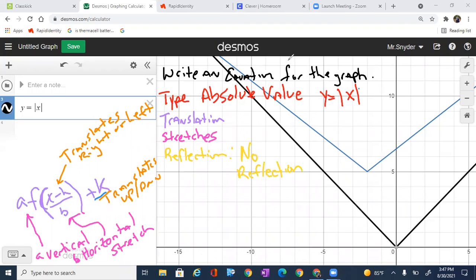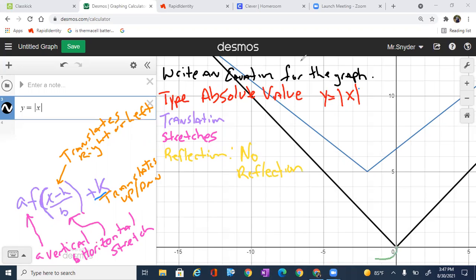Third thing I'm going to do: I've determined it's absolute value, and I've determined there's no reflection because the black opens up in the same way as that blue graph there. Now I'm going to determine if there's a translation. You can see automatically there is a translation because the vertices are not in the same spot. So I'm just going to determine what I have to do to get to that blue graph.